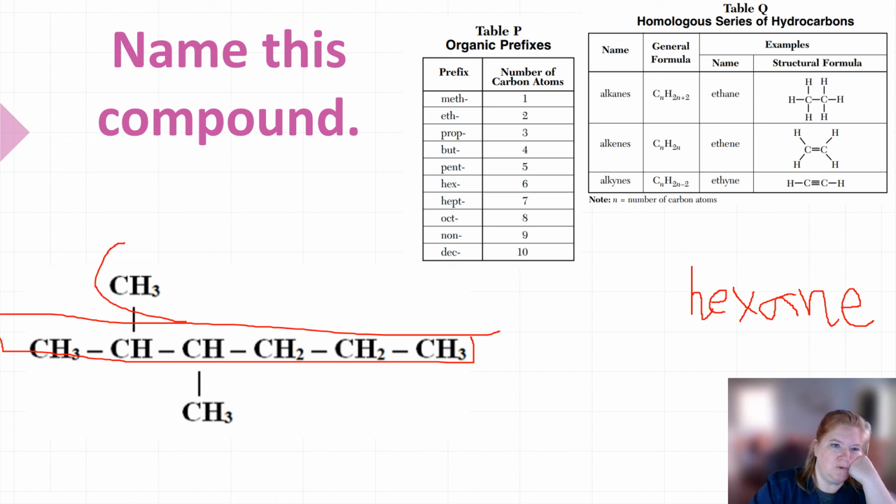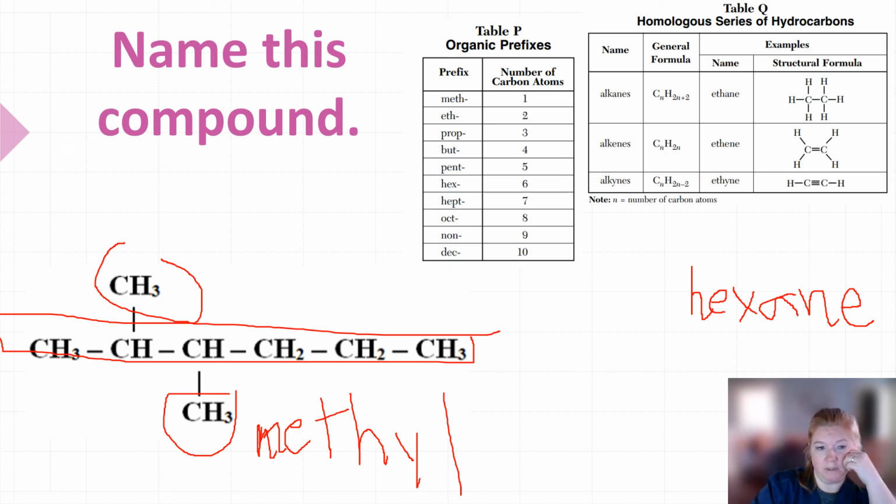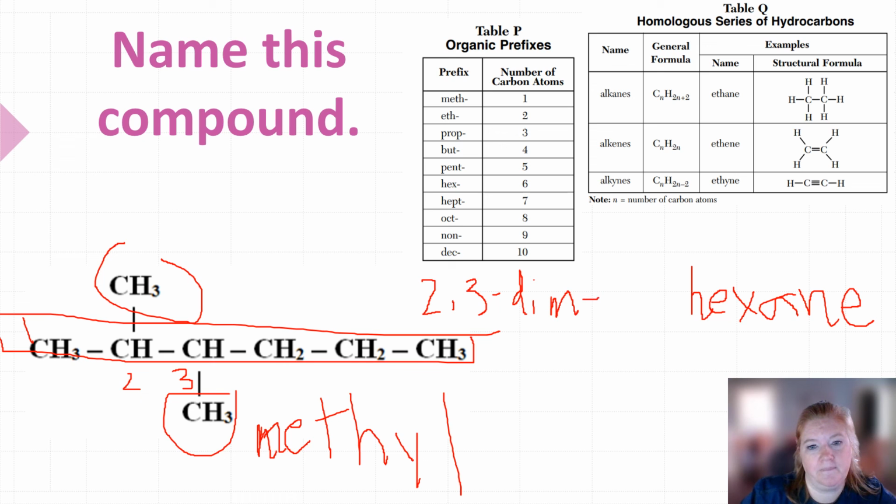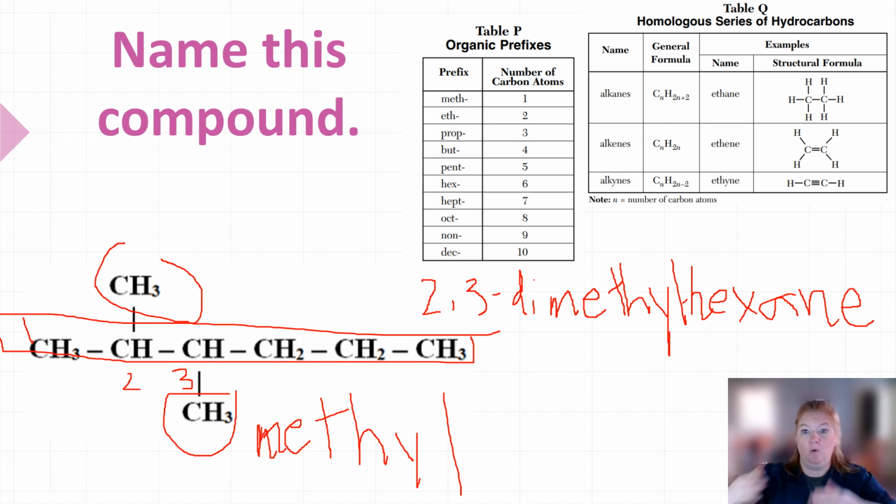I have 2 things off the chain. They both have 1 carbon. So they're both a methyl. But I need a number. So I want the lowest number. So I would number this way. 1, 2, 3. So how you name this, because both of them are methyl, you go 2,3-dimethylhexane. Whew, that was a lot. Oh my goodness.